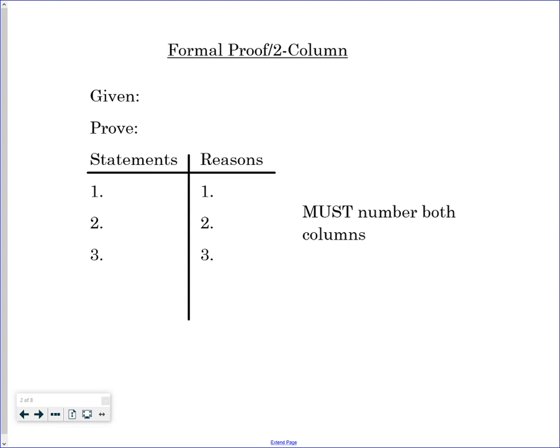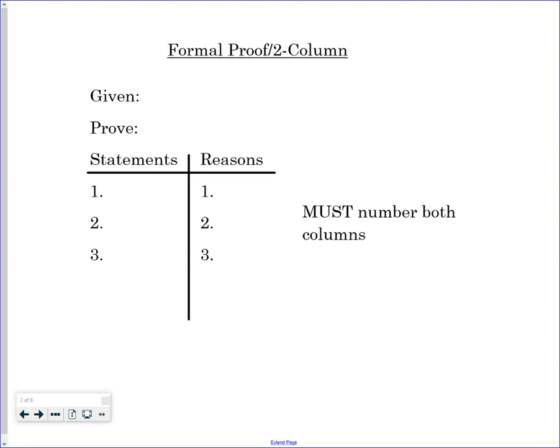A formal proof or 2-column proof. In this class, we typically do 2-column proofs. There's other kinds, but they're a little bit harder, so we just do the easiest possible. They're going to give you what's called a given. It's kind of like the question, okay? And then they're going to give you a proof statement. It's the answer. It's not a trick. They give you the answer, and you just have to fill it in the middle, okay?